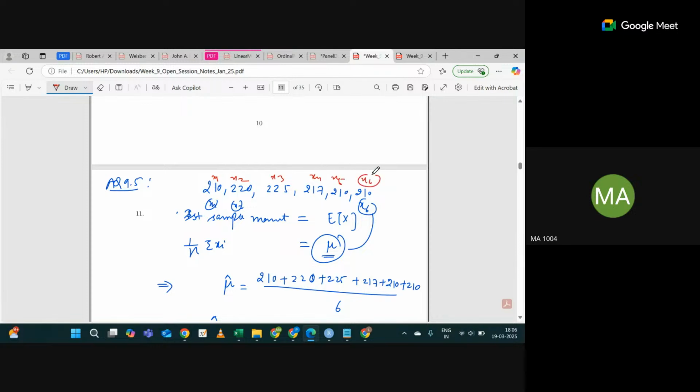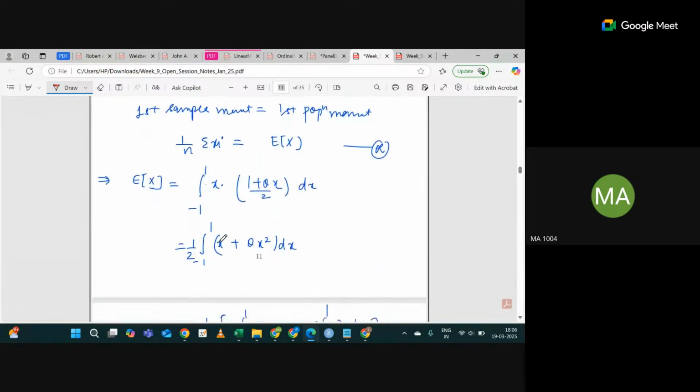In the question it was mentioned it is from a distribution with unknown mean mu. So the expected value of x is given to us, which is mu. We have to find the estimate of mu, only one parameter, so we need only one equation. One equation is enough to calculate the value of one unknown. So we have to find small m1, which is 1 upon n summation of xi. Each xi is 210, 220, 225, 217, 210, 210. We add all these xi and divide by n. That will give you the value of mu.